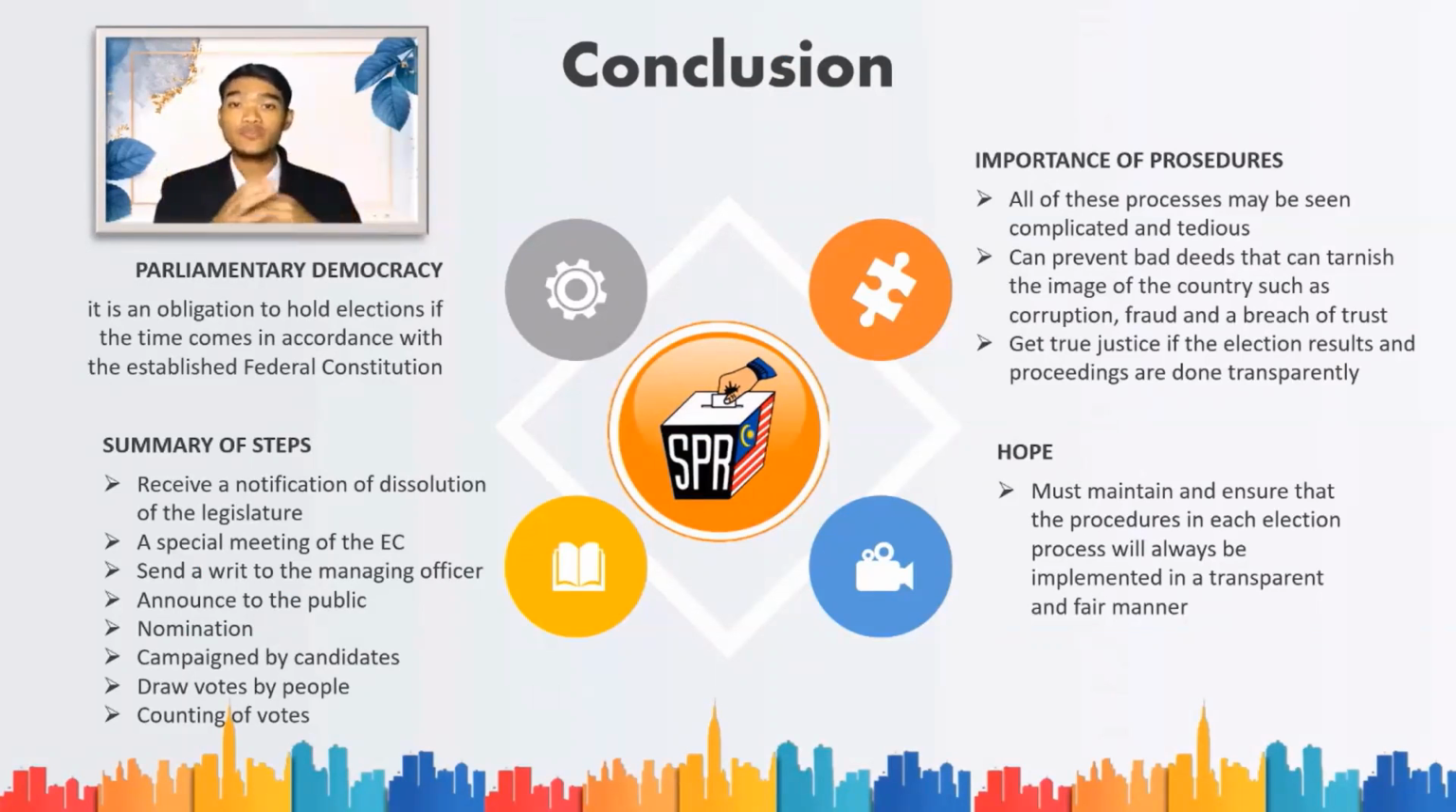While all of these processes may seem complicated and tedious, they are important to ensure transparency in a democratic system. It can also prevent bad deeds that can tarnish the image of the country, such as corruption, fraud, and breach of trust. In addition, the people will get justice if the election results and proceedings are done transparently, because the voice of the people is very important for the future of the country.